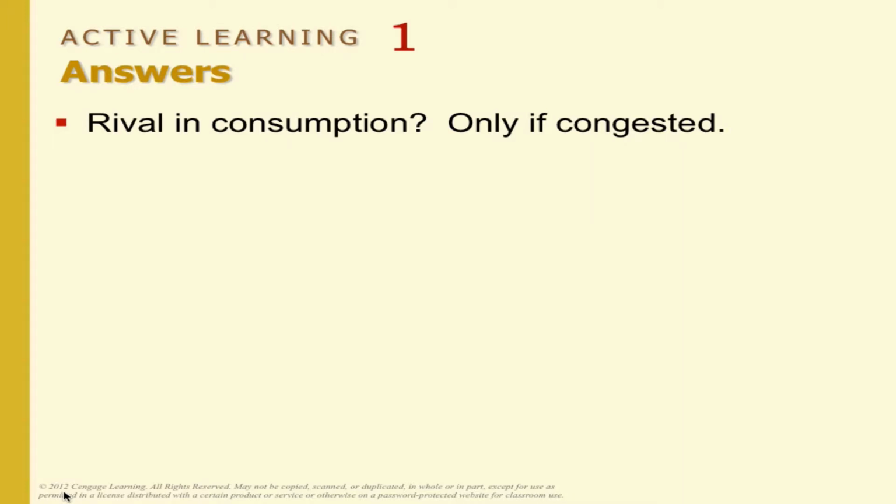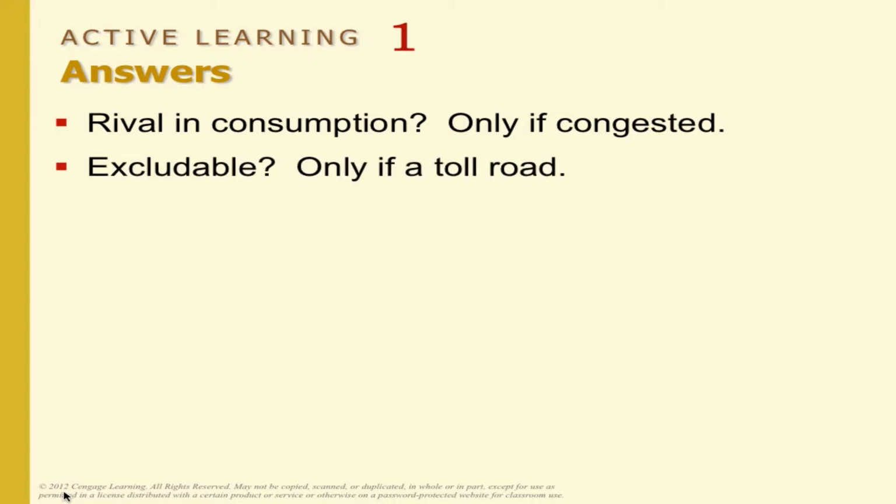It's only rival in consumption if the road is congested. If putting one more car on there makes it even more congested, it's difficult for me to use it efficiently. It's only excludable if it's a toll road.